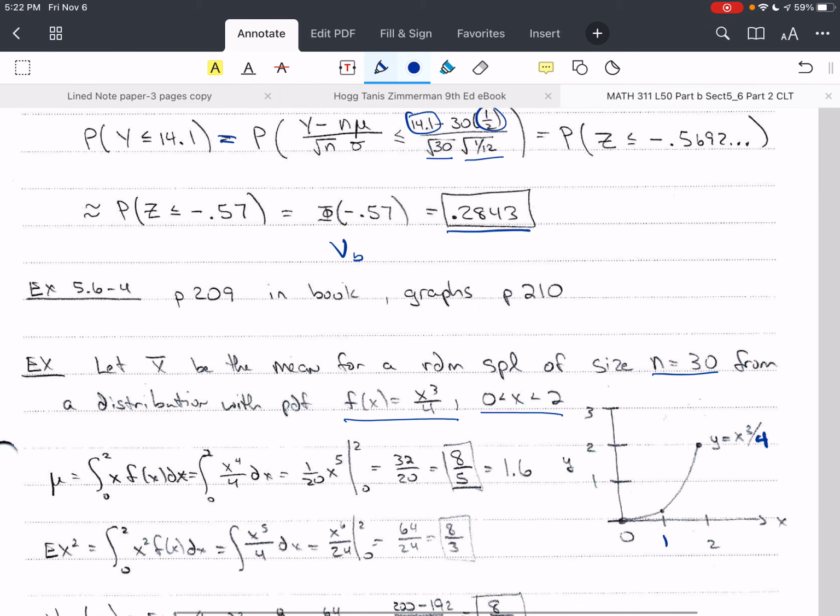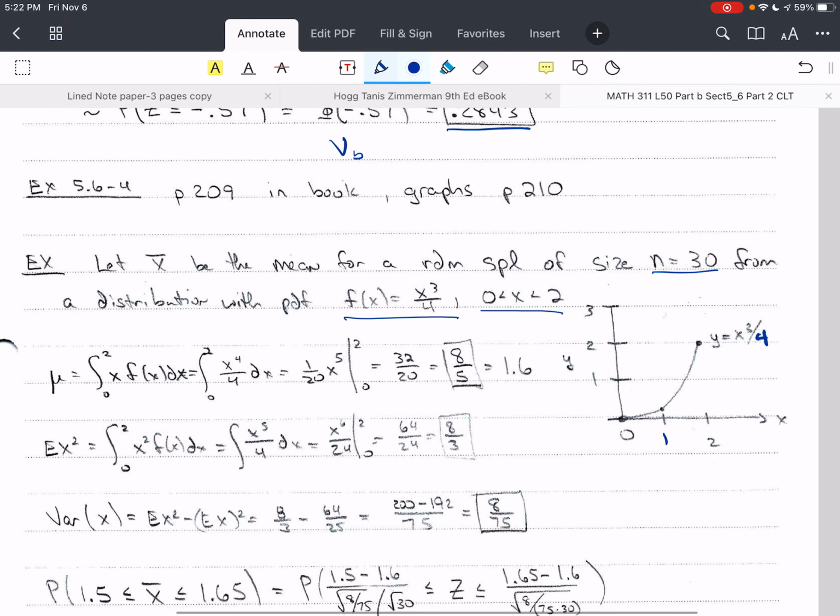Now we want to find mu, we want to find the variance, and we want to find eventually the probability that x bar is between 1.5 and 1.65. And we're going to use the central limit theorem. So we weren't given the mean, so we have to figure out the mean. We were given the distribution function, the PDF, so we can figure this out.